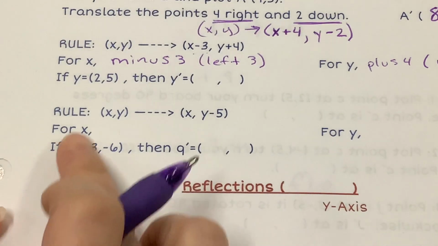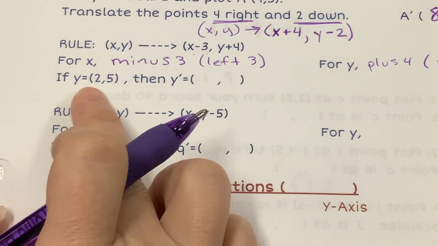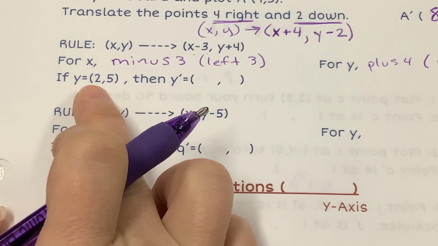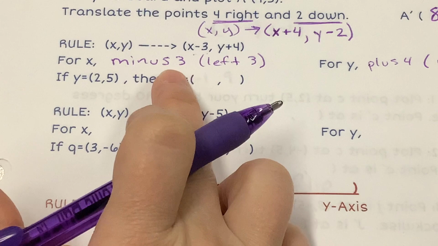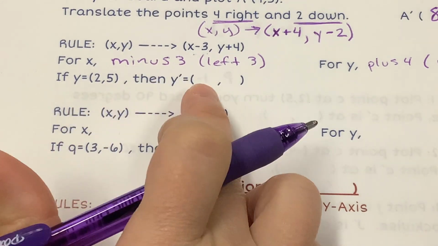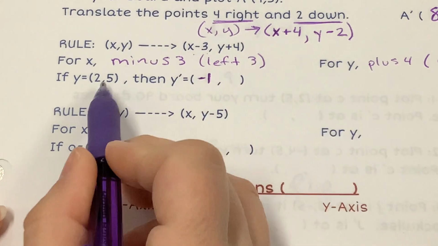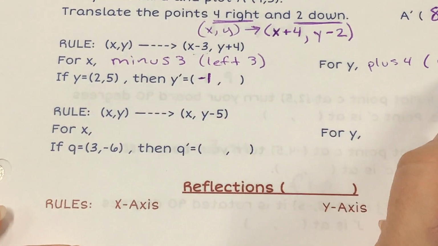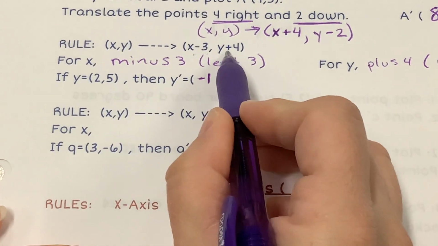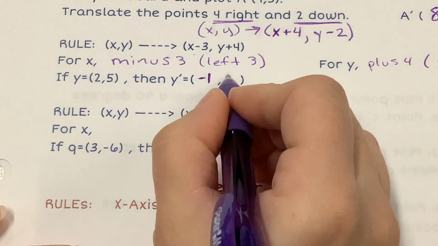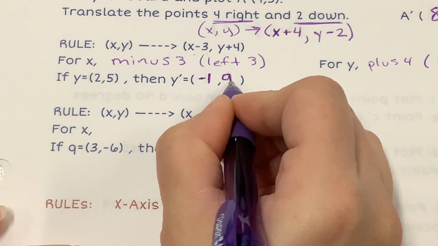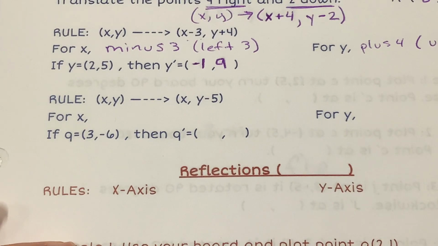Okay, so now we're going to perform that with this ordered pair. So 2, 5. So 2 is the x value. So we're going to subtract 3. What's 2 minus 3? -1. And then 5 is our y value, so we use this over here. So with 5 plus 4, 9. So you should have -1, 9 as your new ordered pair. We didn't have to graph it at all to find it.